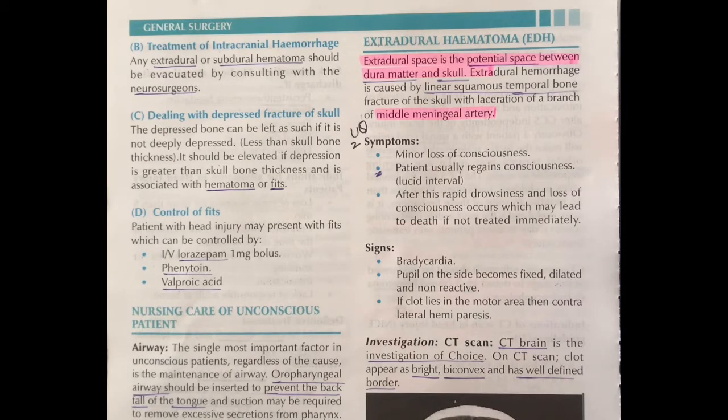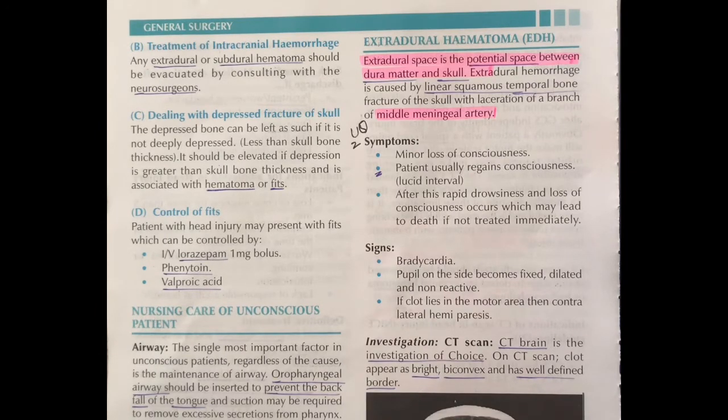What happens to the patient when there is hematoma formation or blood accumulation? There is a minor loss of consciousness, and after that the patient will regain his consciousness. This period of losing consciousness and then regaining it after a few minutes is known as the lucid interval, and it is the main diagnostic point for extradural hematoma.